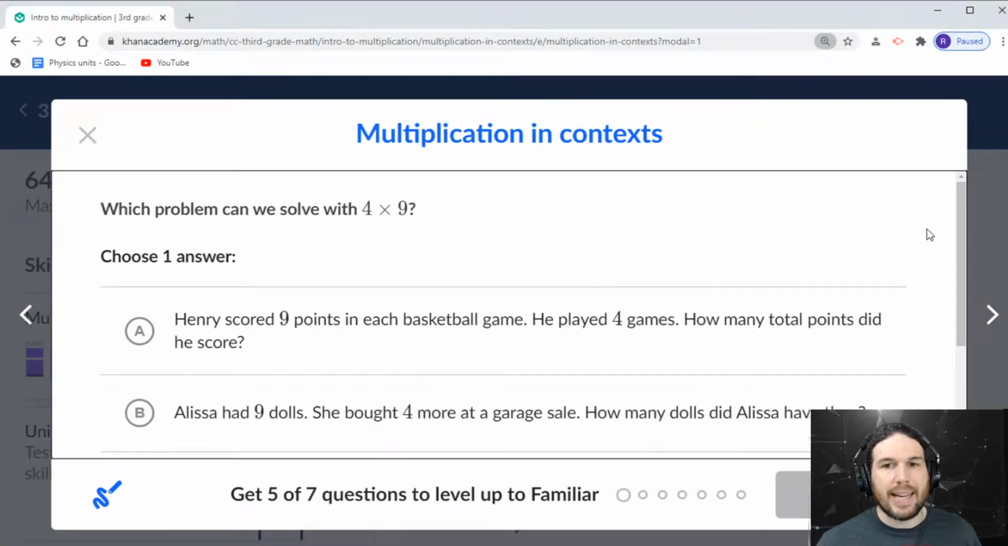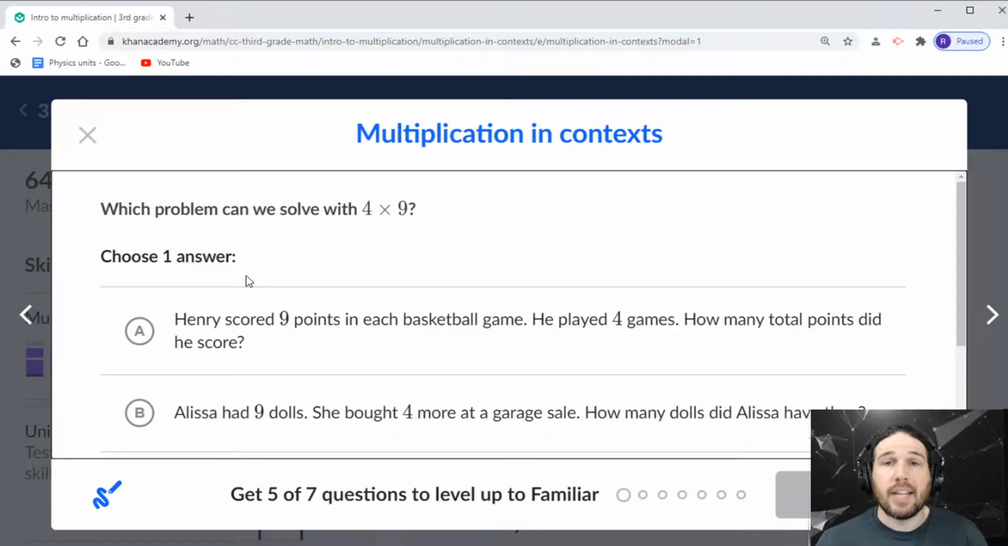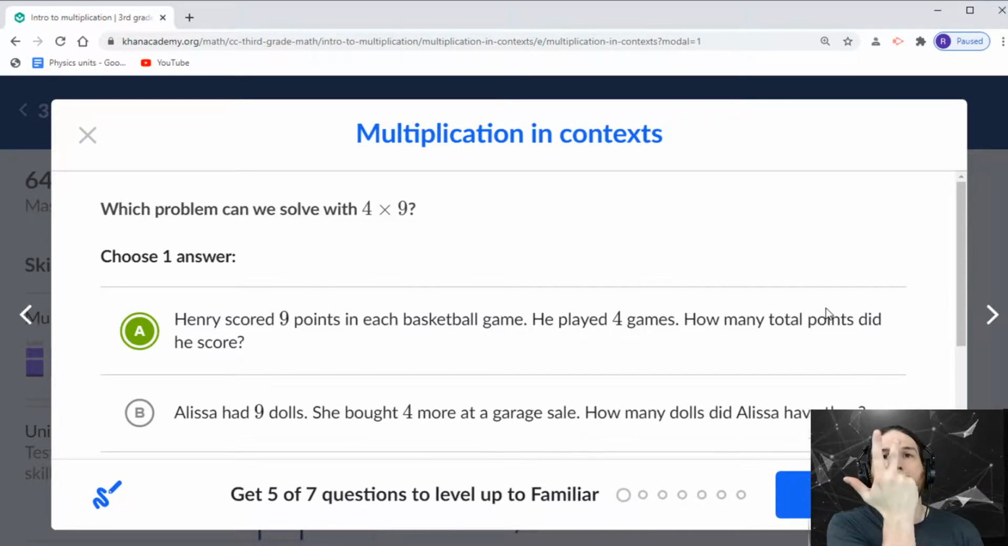Oh, neat. Okay, so in contexts, which is a terrible word to try to say when you're live streaming, we're basically going to take this 4 times 9 and put it into a real world sort of context. So Henry scored 9 points each basketball game. He played 4 games. How many total points did he score? That is absolutely multiplication. That is 9 plus 9 plus 9 plus 9 is 9 times 4.